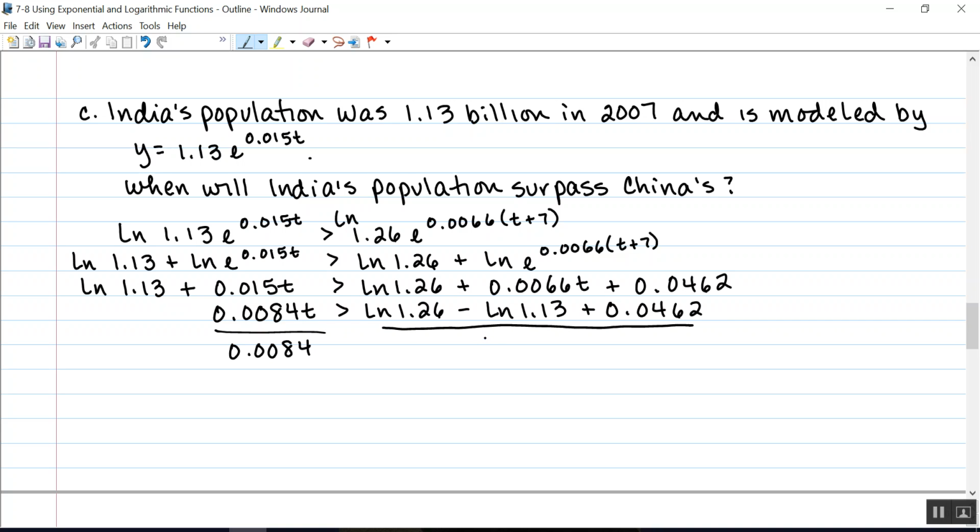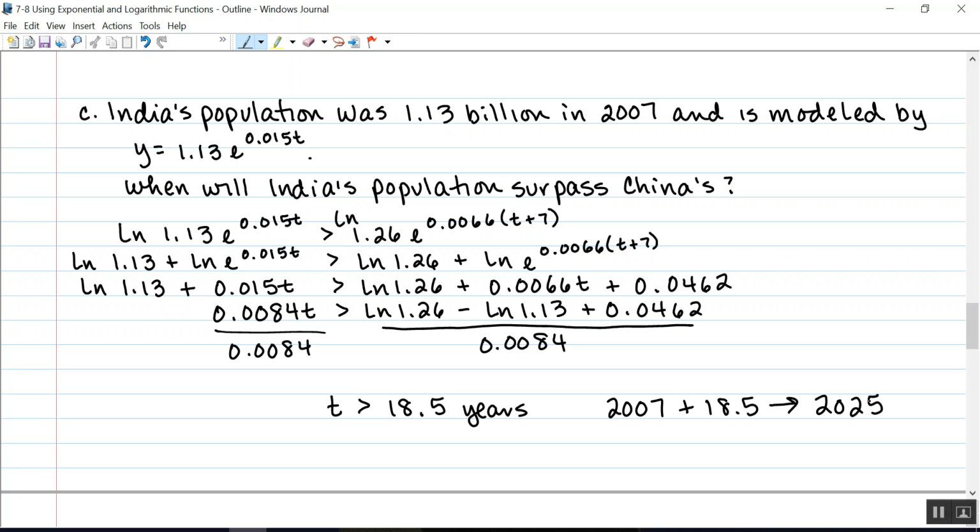And put that horrible looking thing into your calculator. Okay, and we will get that t, believe it or not, t is greater than about 18.5 years. So 2007 plus about 18.5 is going to be sometime during the year 2025 when India's population will surpass that of China.